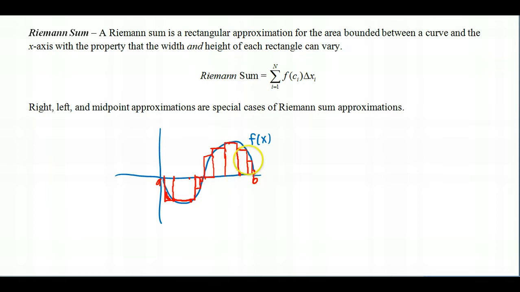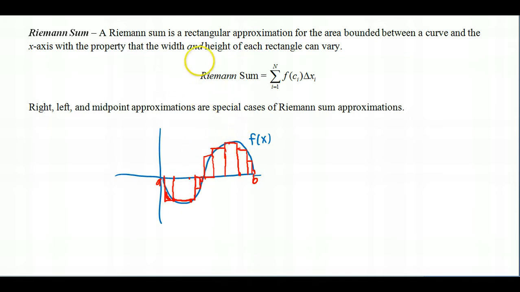So now I have this collection of rectangles to help me form an approximation of the sum of the area bound between this curve f of x and the x-axis. And the way that I've drawn it, it looks like maybe I'm overcompensating for area here, but I missed a little bit here, so this would be a pretty good approximation.